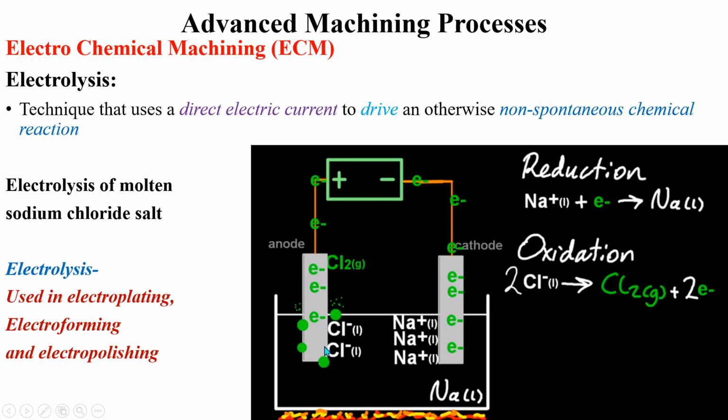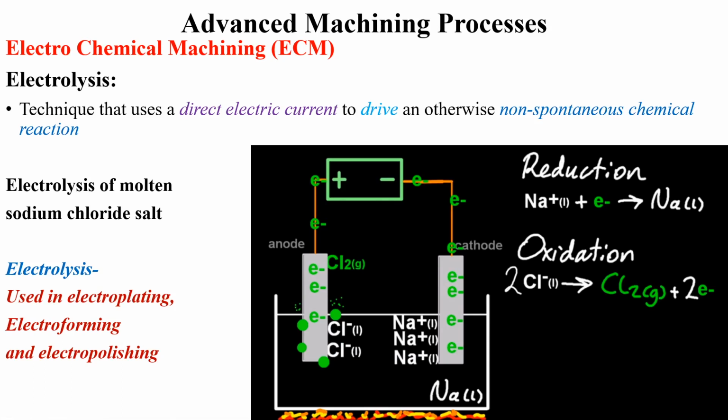So there is a continuous release of electrons from the chlorine ions to the anode, and a continuous absorption of electrons from the cathode by the sodium ions. This completes the electrical circuit, and there is a continuous flow of electrons from the cathode to the anode. In the case of metal, free electrons become the charge carriers, whereas in the case of this sodium chloride salt, the positively charged sodium ions and negatively charged chlorine ions become the charge carriers.